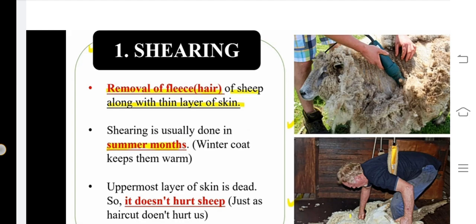So to cover his body, air plays a very important role, no? Shearing is usually done in the summer months. I hope you understand, children. So why, ma'am? Along with the skin they will shear. No, nothing will happen, children. The uppermost layer of skin is dead in nature, so it doesn't hurt the sheep, just like our ear cut, children. I hope you understand, children.